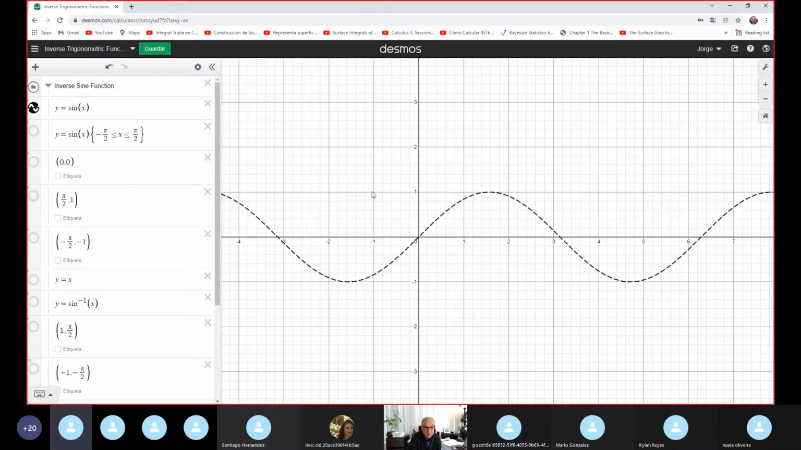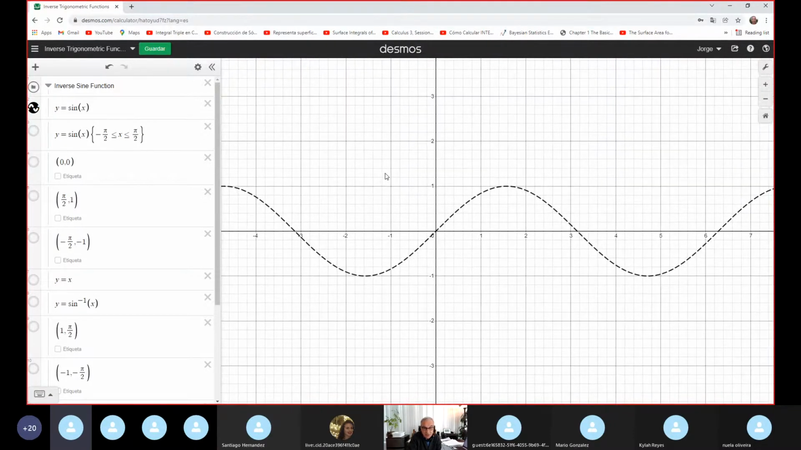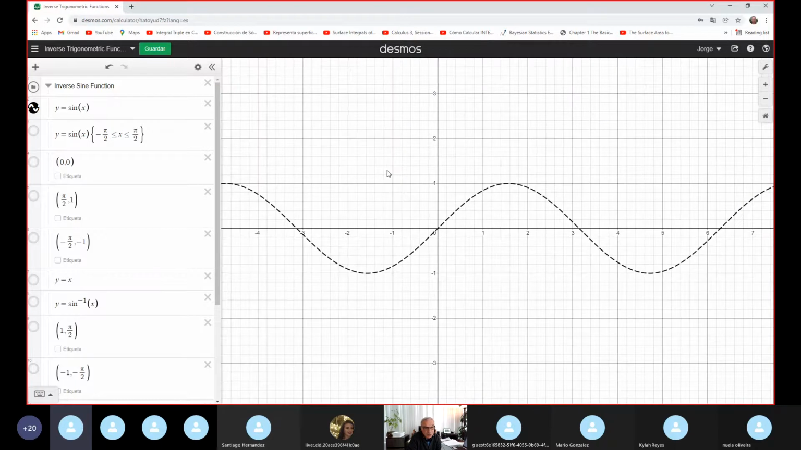Okay, this is my sine function. What is the reason I put in dotted line? Because I need to find the inverse function of this. But what is the first problem? The problem is that this function is not a one-to-one function. When you apply the horizontal line test, this function fails because it crosses at more than two points, an infinity of points. Therefore, this function is not one-to-one.